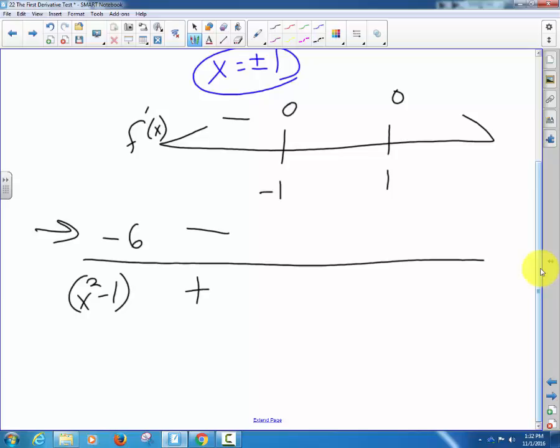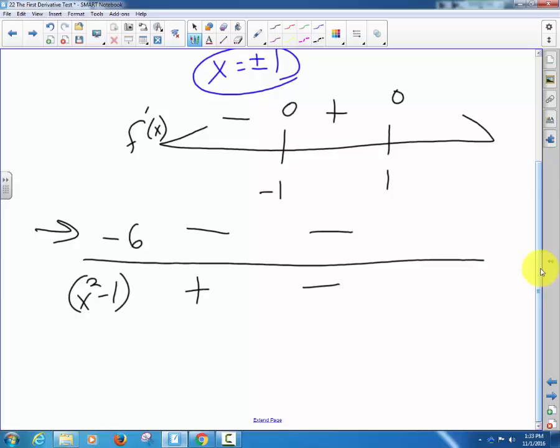Okay? We need to pick a point between negative 1 and positive 1. What's the easy one? 0. When I put 0 into this first factor, is it positive or negative? Negative, because there's no 0 to put in there. It's just a negative 6 always. What happens when I put 0 into this bottom factor? I get negative. And a negative number times a negative number means it's a positive number. So what's the function doing from negative 1 to positive 1? Is the function increasing or decreasing? It's increasing because it's positive.